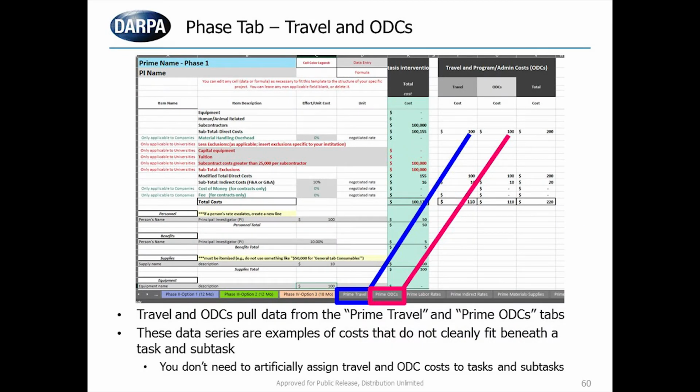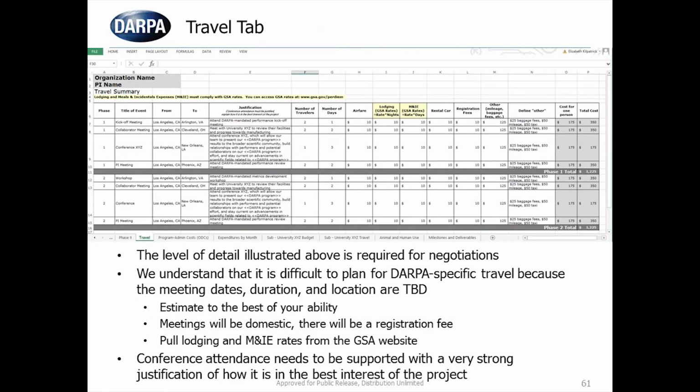So, although one of the major goals of the template is to help us and you understand the individual costs for each task and subtask, we definitely understand that there are some costs that don't cleanly fit beneath a particular task. Therefore, we have two separate tasks for both travel and for other direct costs, or ODCs. The costs you enter into the ODCs and the travel tabs will automatically be rolled up into the phase tabs. Anybody that's done business with DARPA and the DoD before knows that it's necessary to provide a detailed cost breakdown and justification for travel.